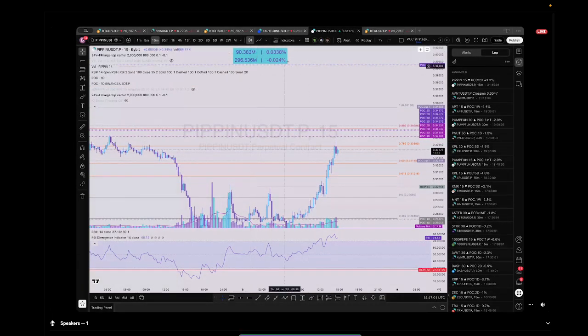Up here I have an indicator that shows me the 24-hour volumes on Bybit on top and Binance. And then you also have the funding rate. So funding rate, for me, is very important when I want to short. I don't want to have a high negative funding rate because you can get a short squeeze. And that can be pretty painful. But so Pippin, we look at this area here.